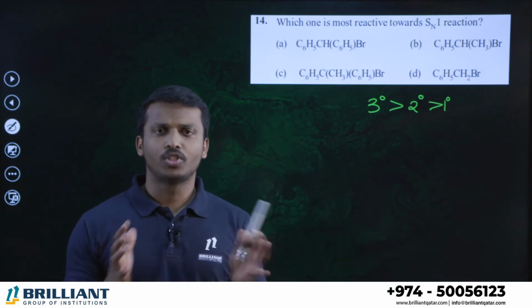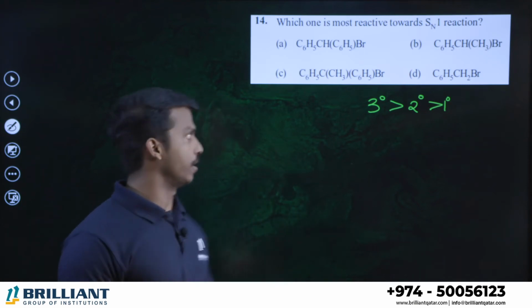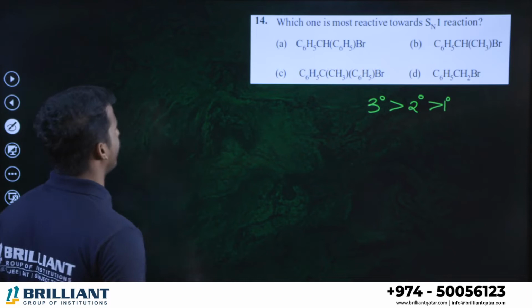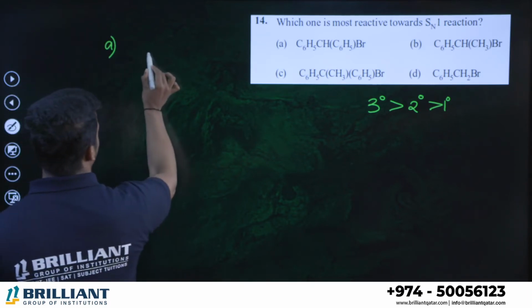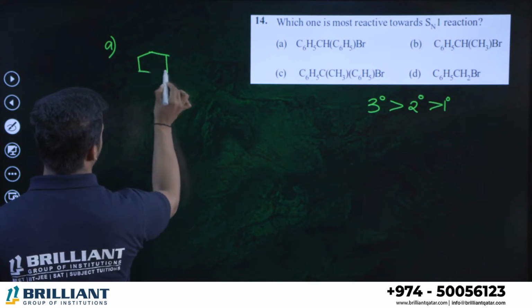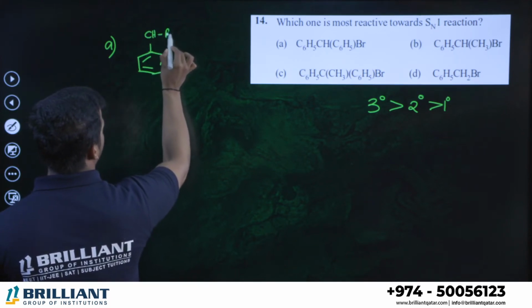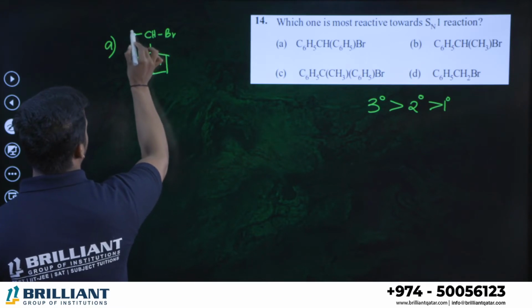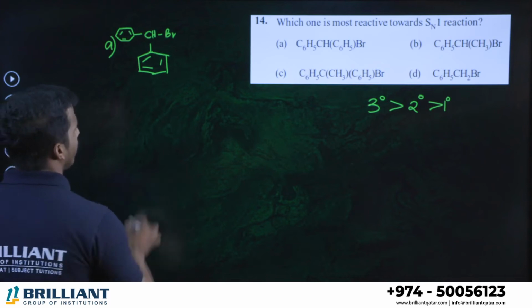Here I think the majority of questions will be asked about carbocation stability. I'm just rewriting all the compounds. Option A: C6H5. What is meant by C6H5? Phenyl ring. A phenyl ring with a CH on which a bromine and one more benzene ring are attached. Alright, this is the first compound.